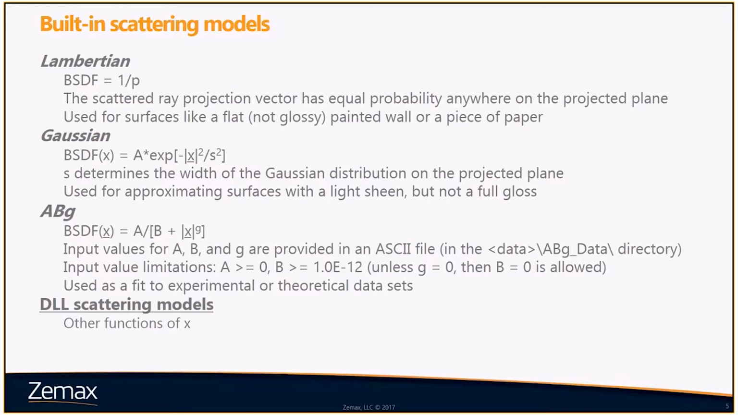We also have DLL scattering, and there are a few built-in DLL scatter models for particular types of scattering that are common, such as Mie scattering. And DLLs can also be written by the user, so if you have a mathematical function that you know describes your scatter output, you can write a DLL and use that within OpticStudio as well.